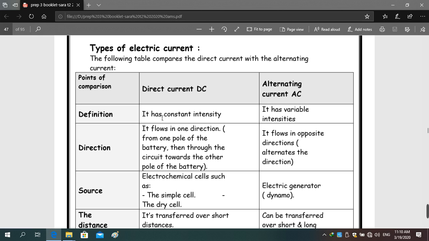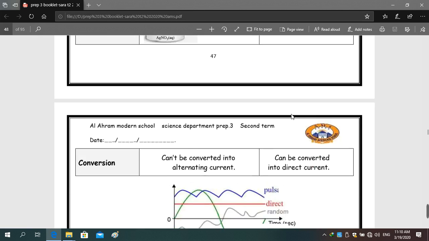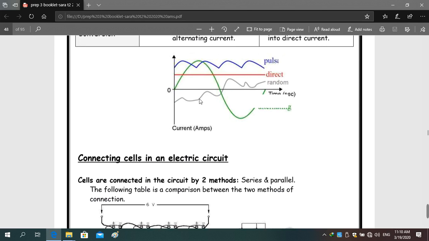To show the difference between a constant intensity and a variable intensity, let's show this graph. The red line represents a direct current, which has constant intensity, whereas the green or blue line represents an alternating current, which has an intensity with variable values. Here in the first step, the intensity will be larger than in the second one.